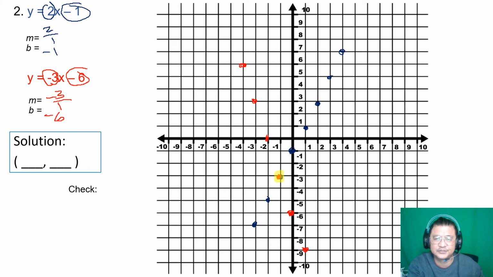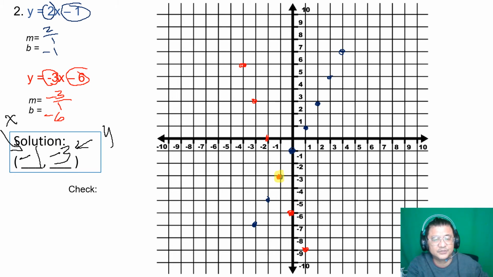It meets at this point. And how do I name that point? That point is called -1 what? -1, -3. So let's write it down. -1 comma -3. So to check that, I will use -1 as my x, -3 as my y.